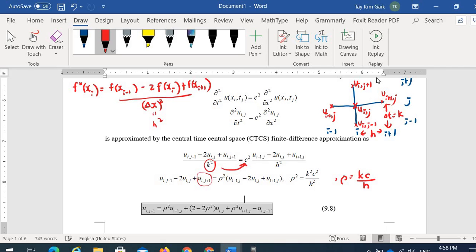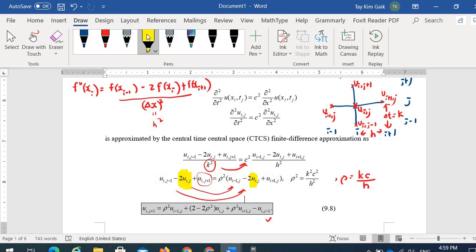The other 2 terms, you can bring to the right hand side. So these 2 you bring to here. So you have a minus uij minus 1 here. And this term, you collect it here. So you have actually 2 uij minus 2 rho squared uij. So now you see it involves all these 1, 2, 3, 4, 5 points.